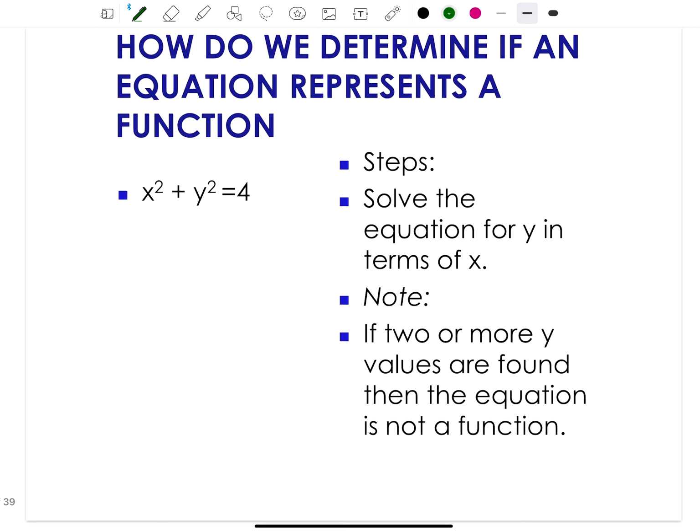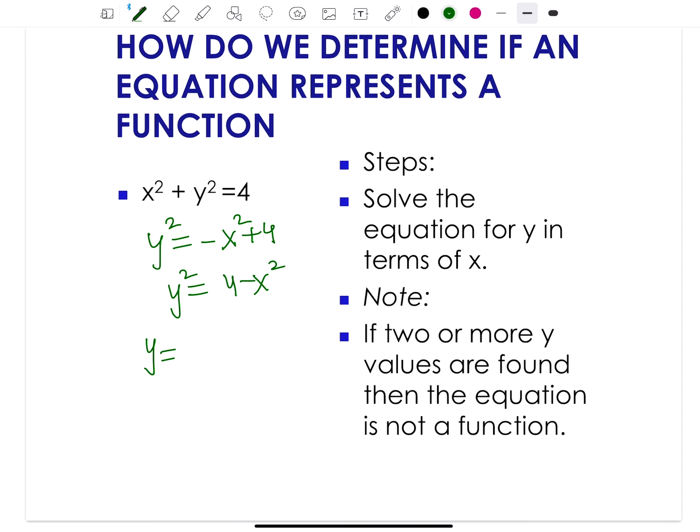Another example: how do we determine if an equation represents a function? x squared plus y squared equals 4. Let's again solve for y. y squared equals -x squared plus 4. If you like, you can write it as 4 minus x squared. Same thing. Addition is commutative, so it doesn't matter in which order you write these two terms.